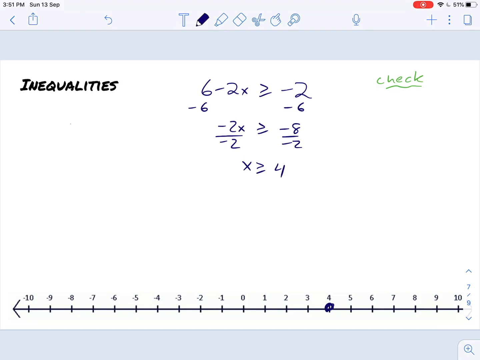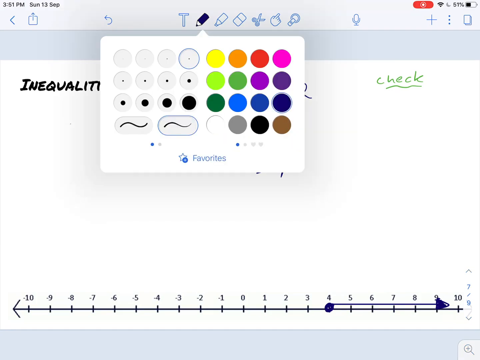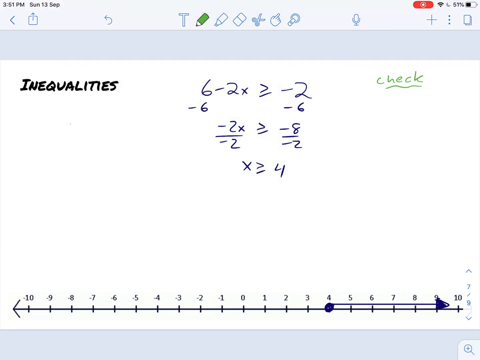So I'd go to 4, put my closed dot, and then I want to make sure that my arrow is going to the right because it's everything bigger than or equal to 4. And if I wanted to check this, I need to take a number that's in my solution set. So what's a number that's bigger than 4? Don't pick 4. I could take any of these numbers, 5, 6, 7, 8, any of those is fine. Let's use 7. So I'm going to plug that in. 6 minus 2 times 7 is greater than or equal to -2.